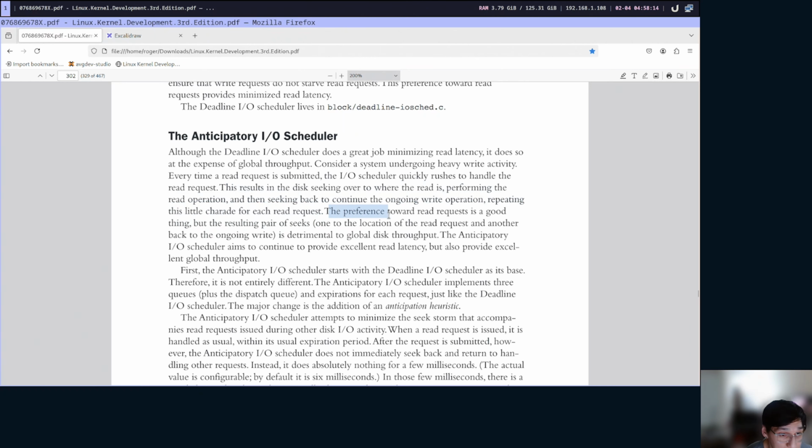The preference towards read requests is a good thing, but the resulting pair of seeks, one to the location of the read request and another back to the ongoing write, is detrimental to global disk throughput. The anticipatory I/O scheduler aims to continue to provide excellent read latency, but also provide excellent global throughput.